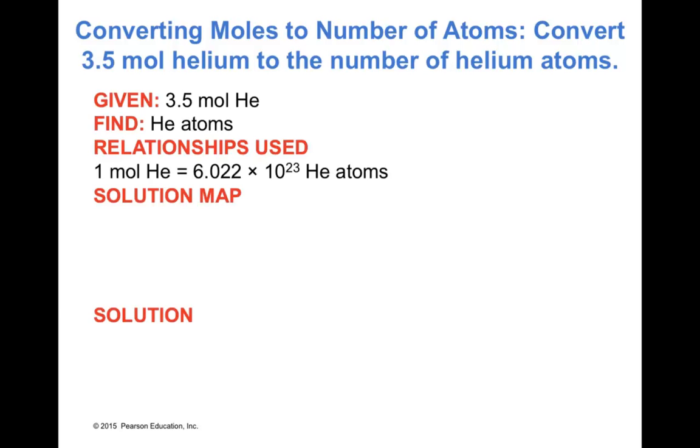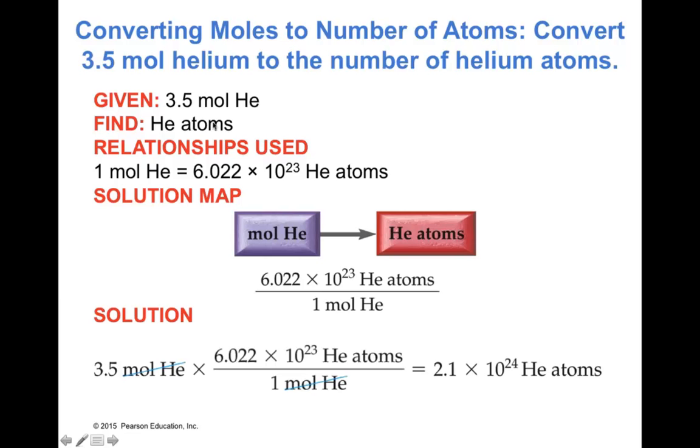So let's convert moles to numbers of atoms. Convert 3.5 moles of helium to the number of helium atoms. So here in this problem, the first information is that we have 3.5 moles of helium, okay? And we need to find the atoms of helium. So we need to look for something that helps us to go from moles to atoms. So we create a solution map. We need a conversion factor to go from the moles of helium to atoms.